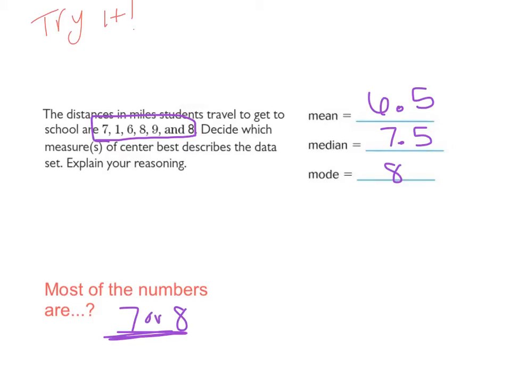Alright, so I decided that most of the numbers were around 7 or 8. And then when I solved my mean, it gave me 6.5. My median was 7.5, and my mode was 8. So for me, I think the best choice would be the median because it matches what I was thinking, around 7 or 8, and that's right in the middle.